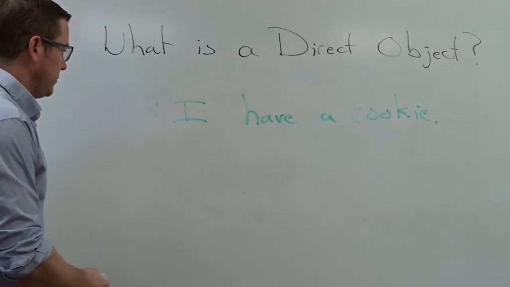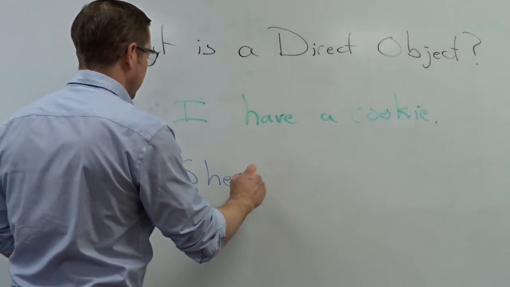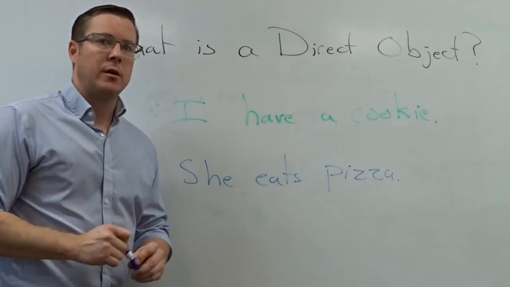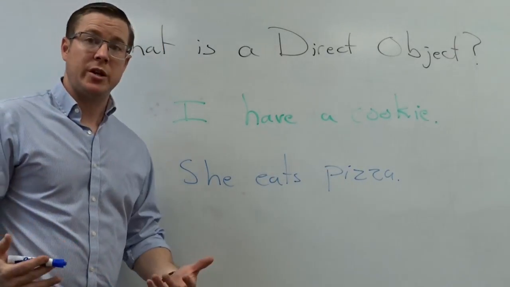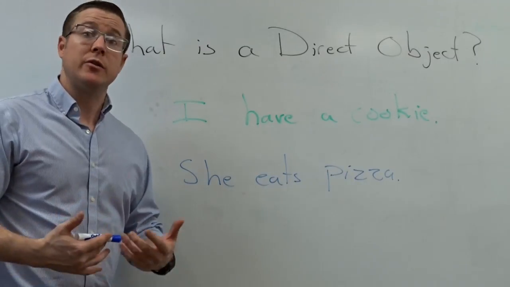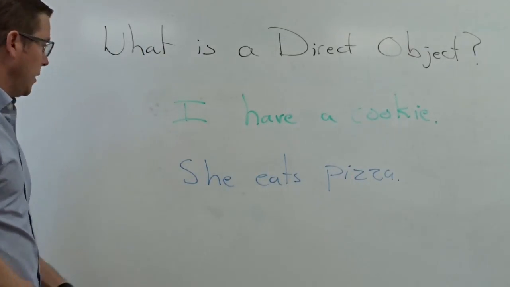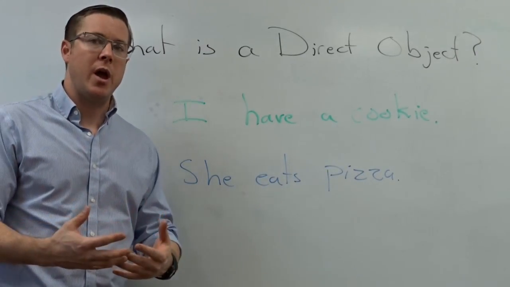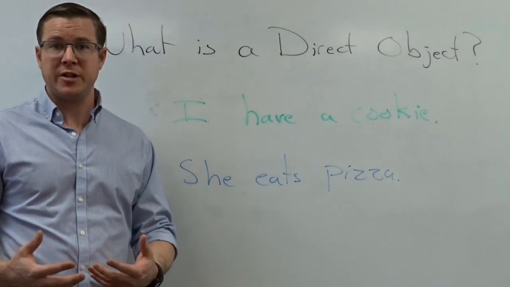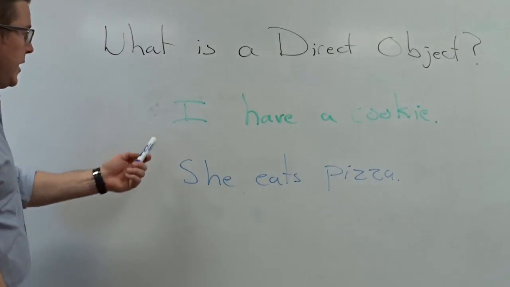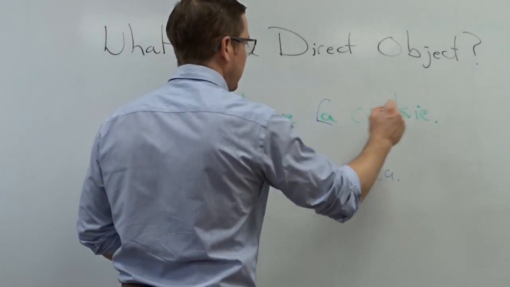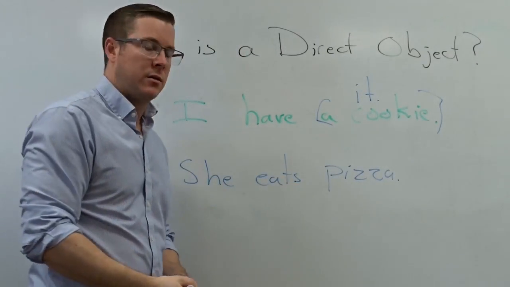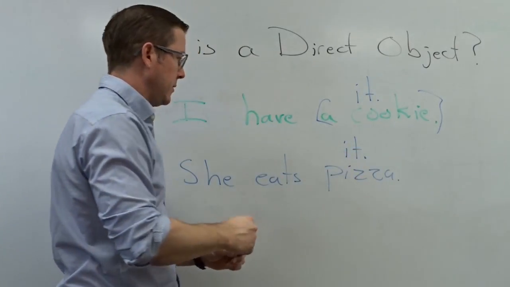Let's look at another one. She eats pizza. What does she eat? Pizza. That's the direct object. Now, sometimes we want to use a pronoun to take the place of the direct object in a sentence. For example, instead of saying, I have a cookie, I might say, I have it. She eats pizza. She eats it.